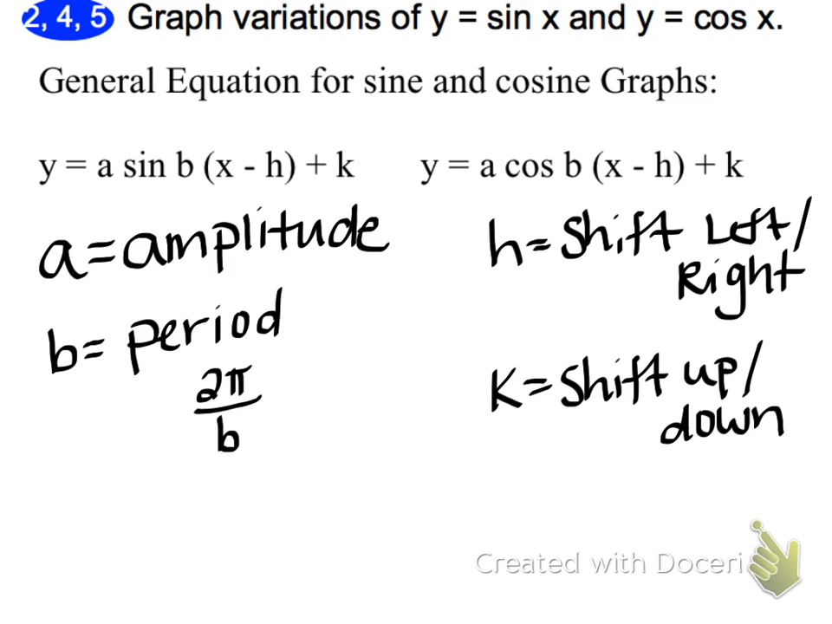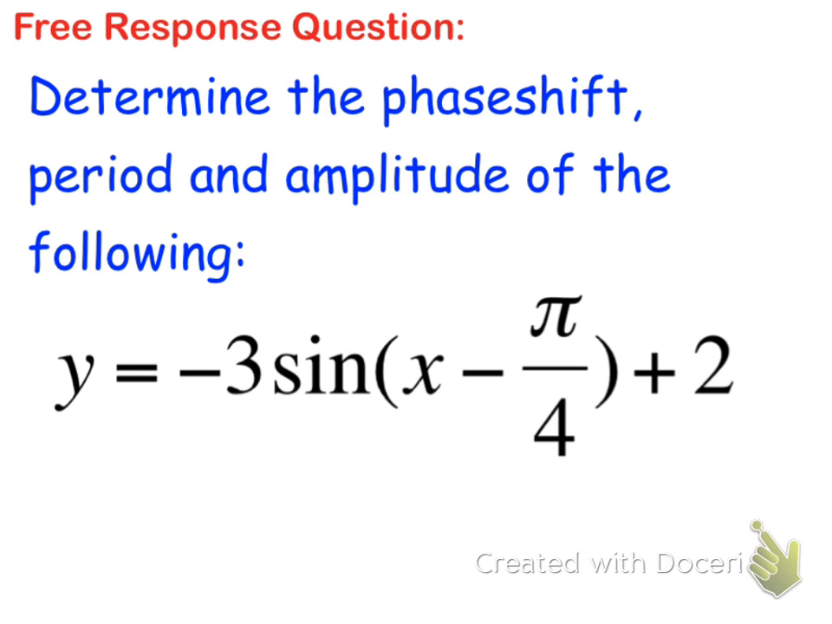The first slide is just a reminder of our general equations for sine and cosine. We went through these in class, but it's to help remind you what the different letters stand for. Remember, the big thing there in terms of the period is that you have to do 2 pi divided by the b value.